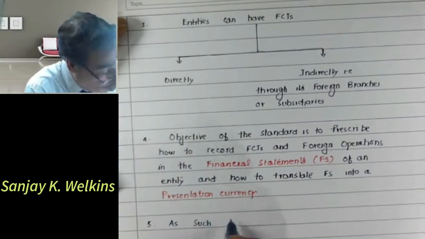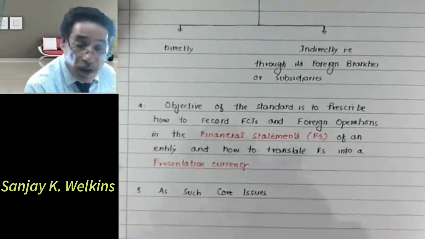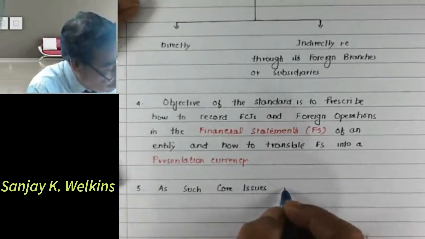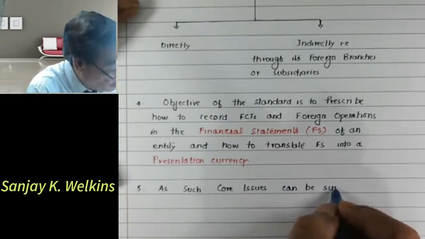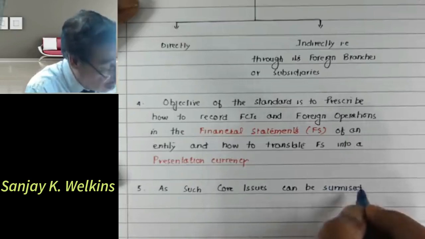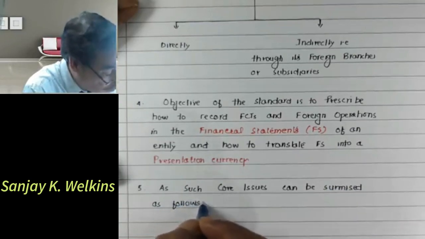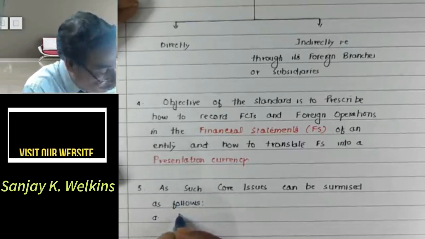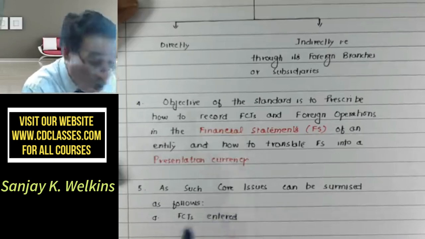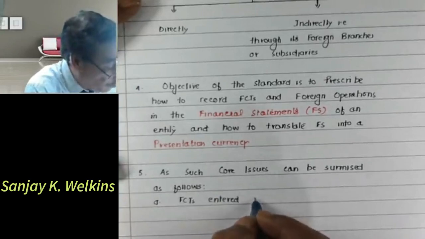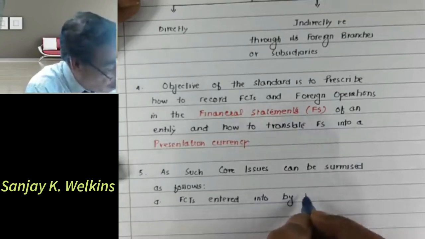As such, core issues can be surmised. Surmised means concluded, shortened. Can be surmised as follows. One, or A, foreign currency transactions, FCTs, entered into by an entity. So that means we will have to keep a track of that foreign currency transaction entered into by an entity.